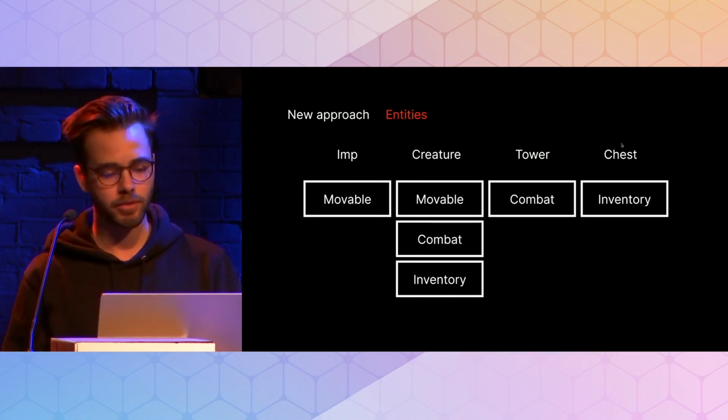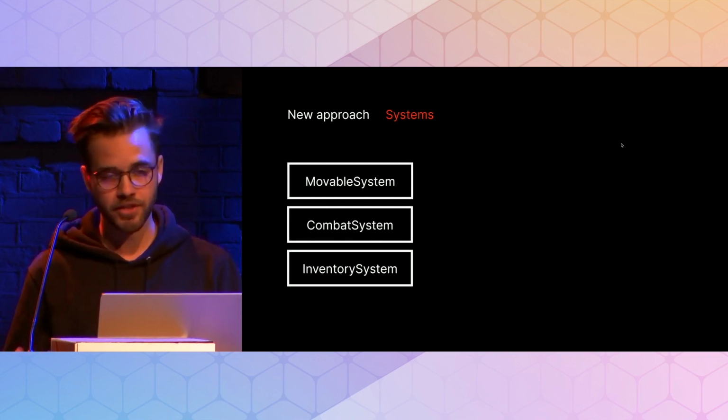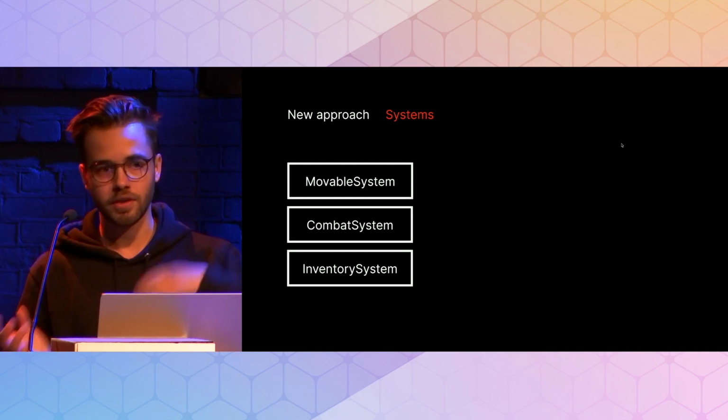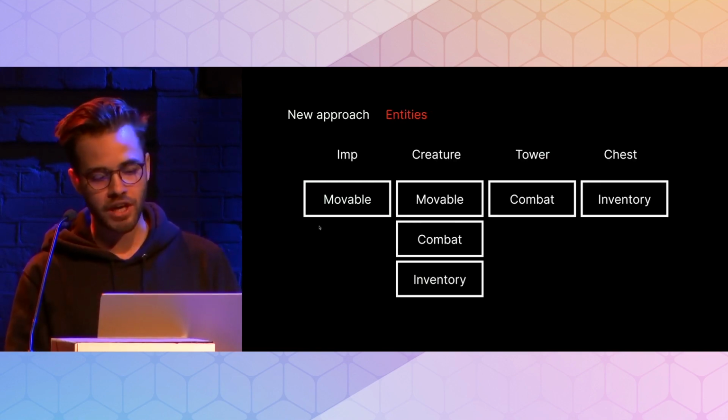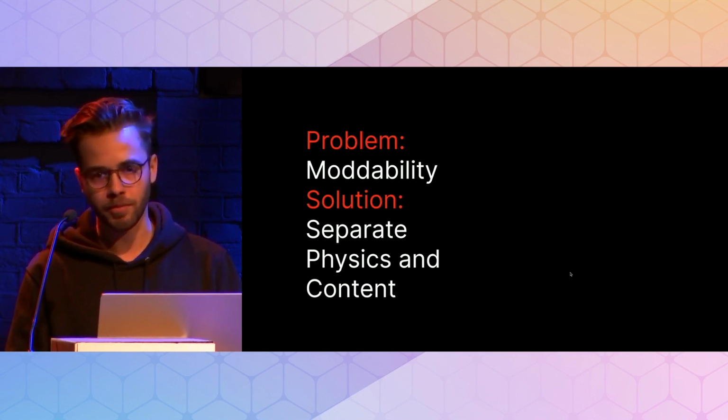matching these components. And then there are the systems, the movable system, combat system, inventory system, which only care about the components. They don't care about which entity they're acting on. The movement system only acts on the movable component and doesn't care if it's currently moving an entity, creature or an imp. And same with combat, same with inventory. So that solves the first problem of composability.